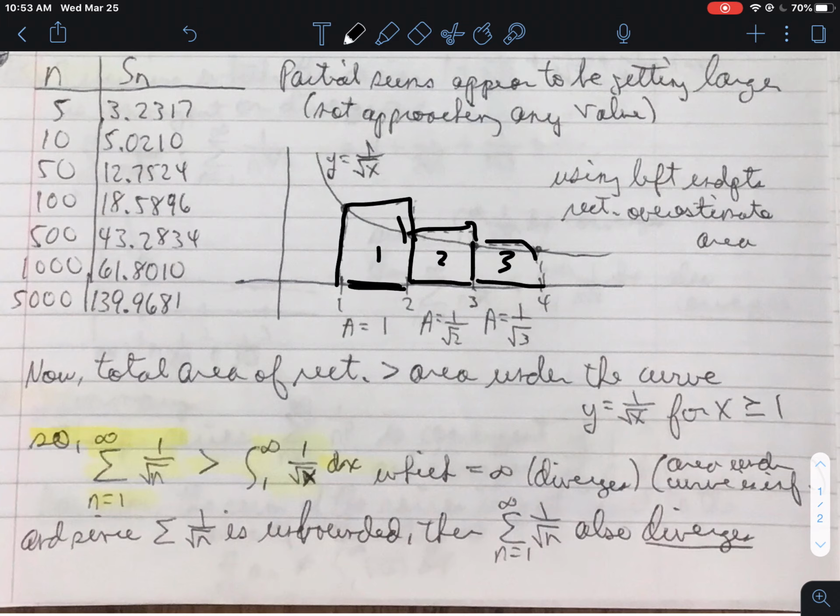Now, again, that's a little tricky because, in the first case, I put the rectangles below, or showed that they were an under approximation. In this case, they were an over approximation. Okay? There's a reason for that.